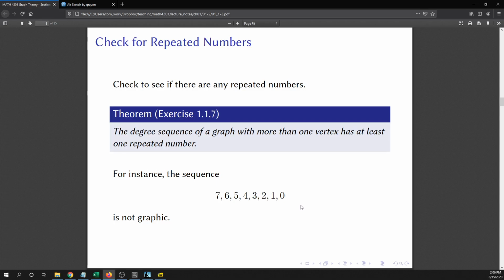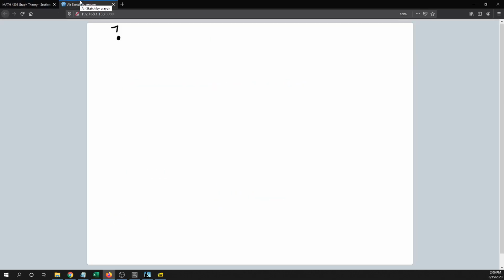All right, so how does this work? This is exercise 1.17 out of our book. The idea here is you have your degree sequence, and whatever the largest number is, 7, that means that this vertex has degree 7. That means that there have to be 7 edges coming out of it: 1, 2, 3, 4, 5, 6, 7.